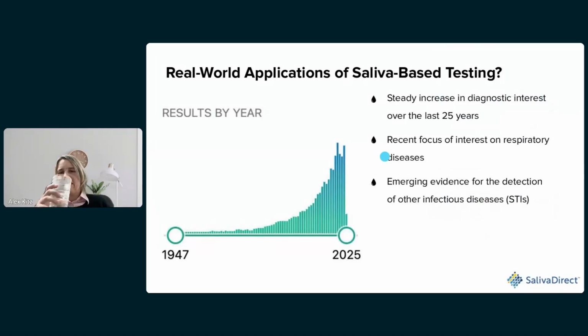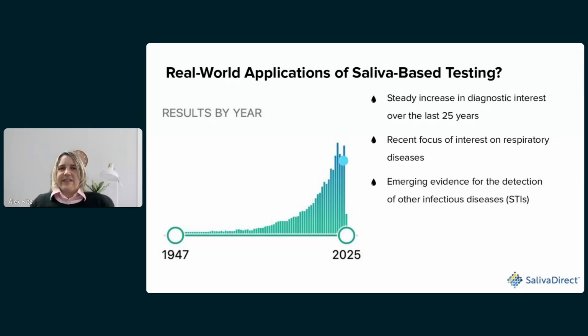Over the next few slides, I'm going to show you a few real-world applications of saliva-based testing. As I mentioned before, there has been a steady increase in diagnostic interest in saliva as a sample type over the last 20 to 25 years. And this is the PubMed graph that comes up if you search for clinical diagnostics in saliva.